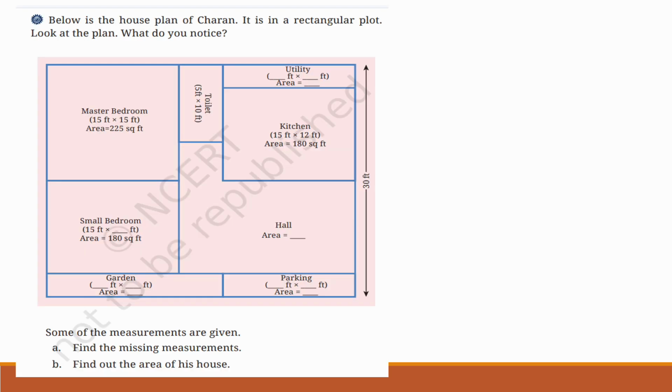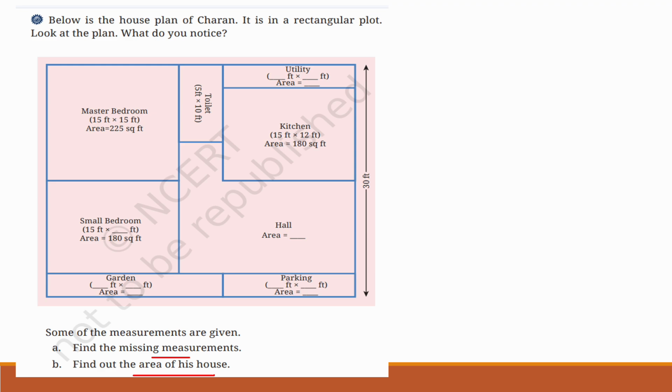Below is the house plan of Charan. It is in a rectangular plot. Look at the plan. What do you notice? Some of the measurements are given. Find the missing measurements. Also find out the area of his house.